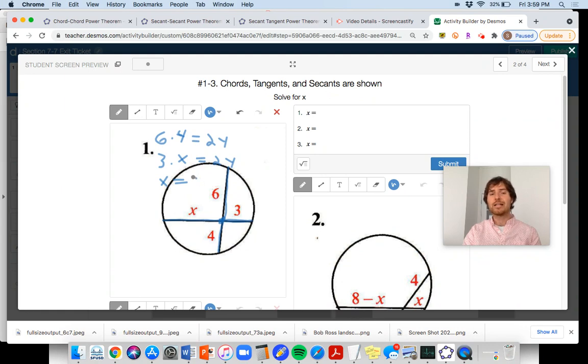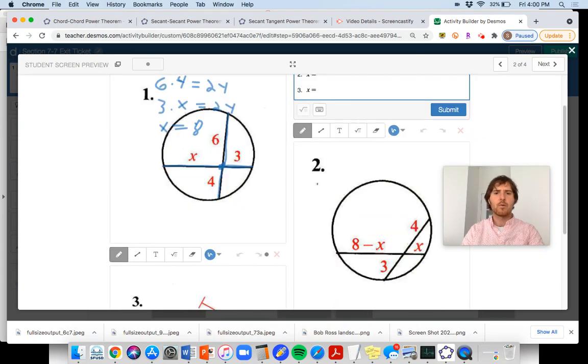So if you more literally use the theorem here, it would be r times s, which is 24, has got to equal t times u, 3 times x. Solve for x, you get 8. You're good to go, okay? Pat yourself on the back. If that's at all confusing to do, just watch the lesson video and get background on why it is that way.